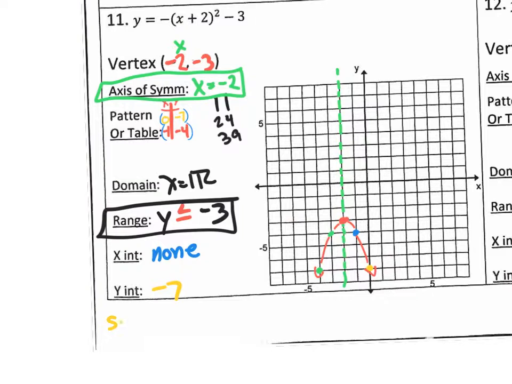How do you do it algebraically? You set x equal to 0 and solve. So if you plug in a 0 right there, 0 plus 2 is 2. 2 squared is 4. Minus in the front is negative 4. Negative 4 minus 3 is negative 7. So that's how we get negative 7 for the Y-intercept.